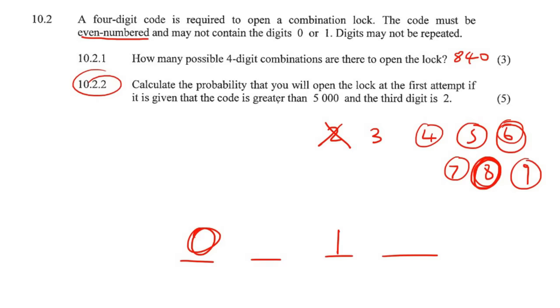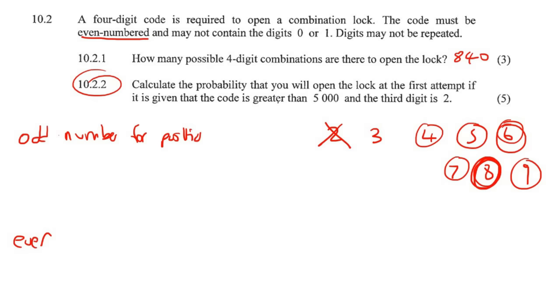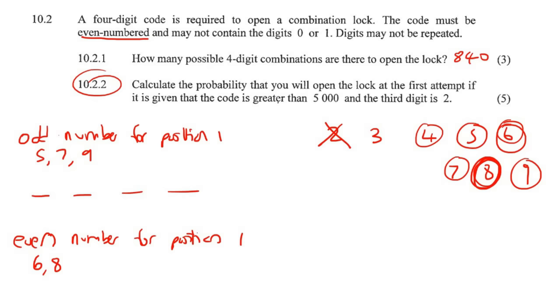So what we're going to do is we're going to make 2 scenarios. We're going to say odd number for position 1. So that could be the number 5, 7, or 9. And then you could have an even number for position 1. And that would be numbers like 6 or 8. Because remember, the first number has to be larger than 5 or more to make it larger than 5,000. Okay, so for this first position, we then have 3 options.